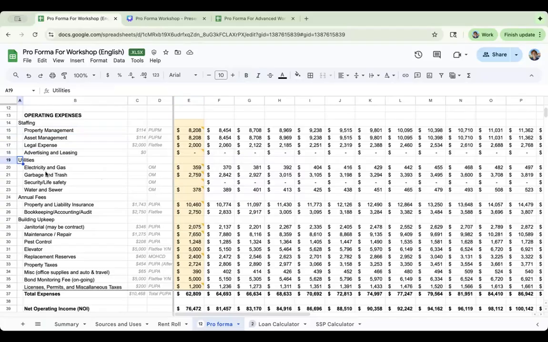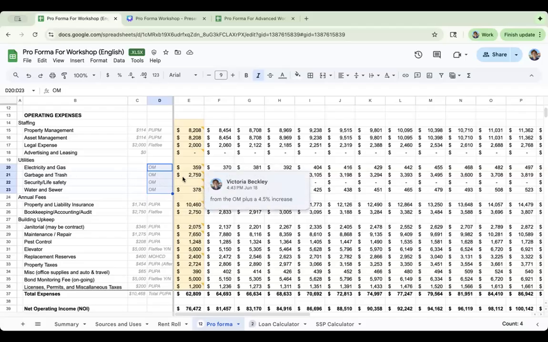Utilities. So for many buildings, you'll pay all of these. When I write OM right here, this means look to the offering memorandum for this number. That's the document that comes out when a building is put on the market. It will be put out with the listing, and that will say what the current owner pays for electricity and gas. And you can just use that number, maybe increase it for inflation, and hope that it's correct.